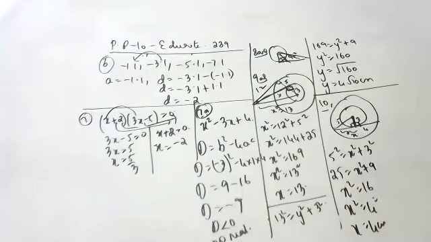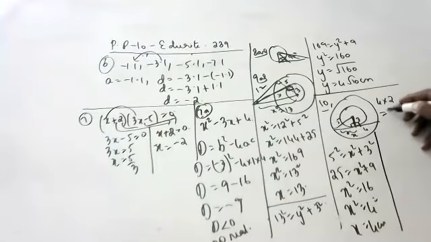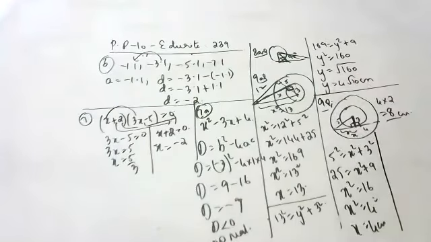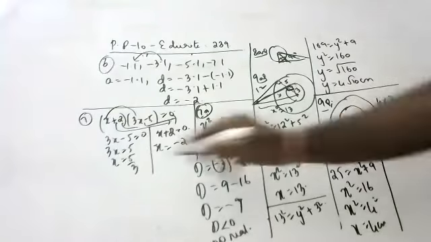Perpendicular from the center bisects the chord. So the chord is 8 centimeters. Perpendicular from center bisects the chord. So this is 4, the other one also will be 4.